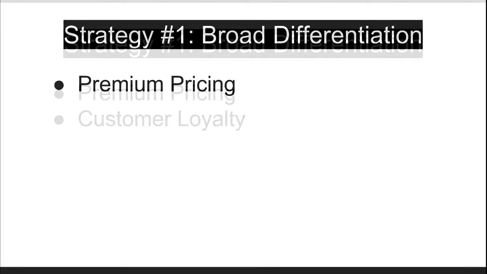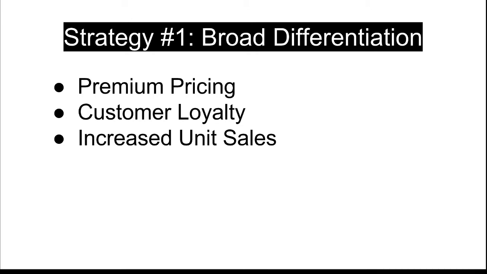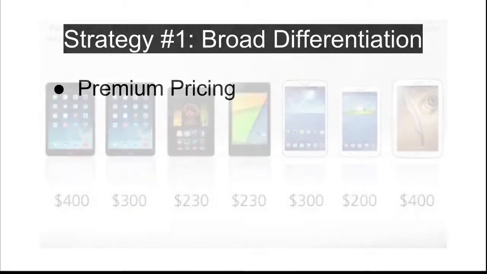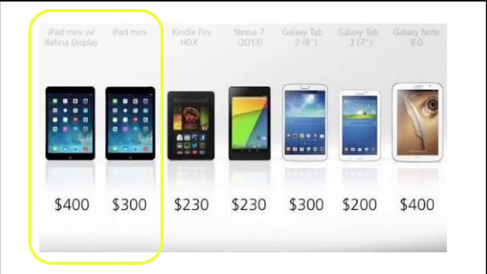The first component is premium pricing, then customer loyalty is the second component, and the third component is increased unit sales. So, kind of selling a lot of products to a broad market, right, and having that competitive advantage of being different. So, the first one is premium pricing. If we're going to compare these to how Apple is this way, if you look at Apple's pricing strategy, right, they're very expensive compared to their competitors.